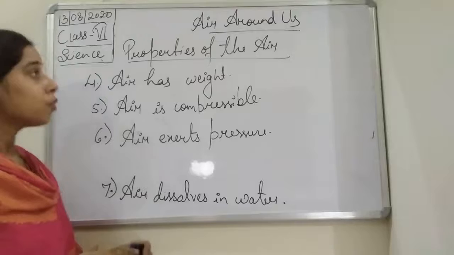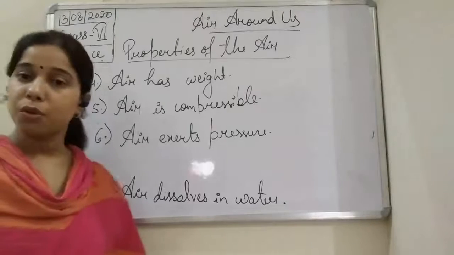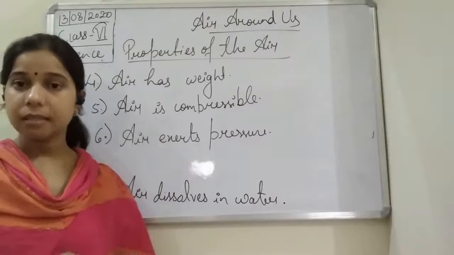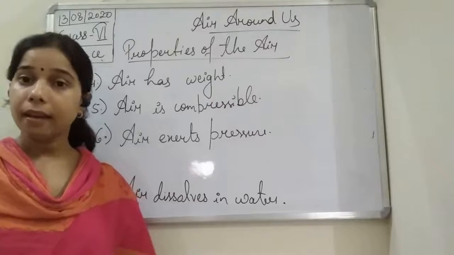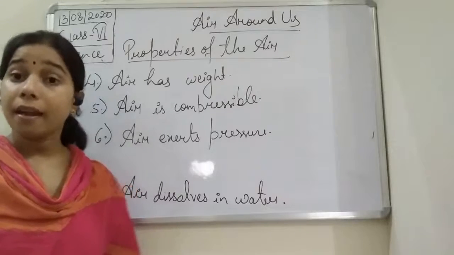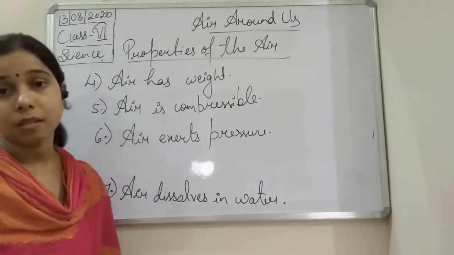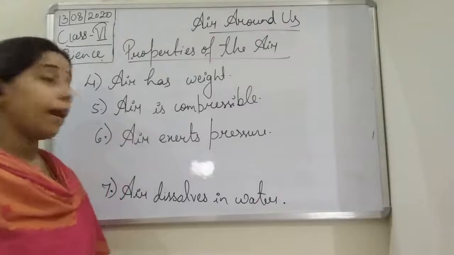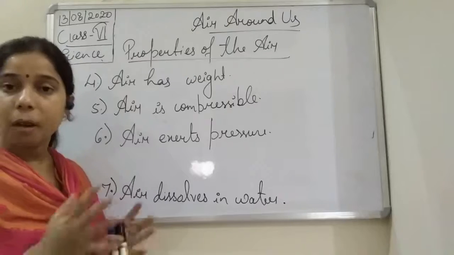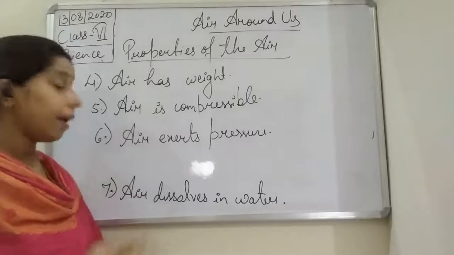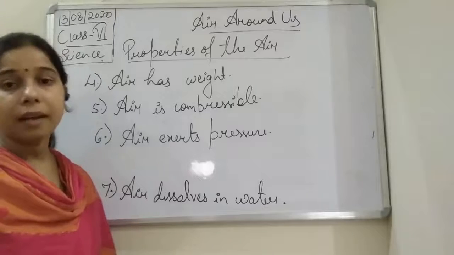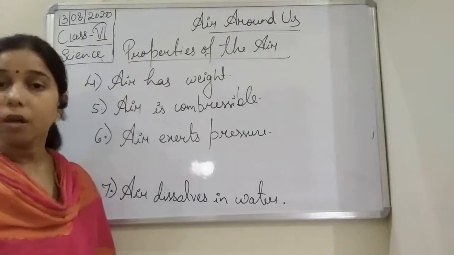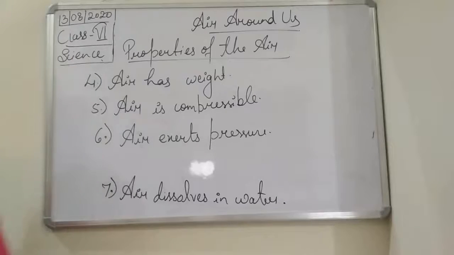Okay students, so these are some of the properties of the air. Air is colorless, tasteless, and odorless. Air has a mass. Air occupies space. Air has a weight also. Air is compressible. You can compress air. Then air exerts pressure and air can be dissolved in water. These are the properties of the air.